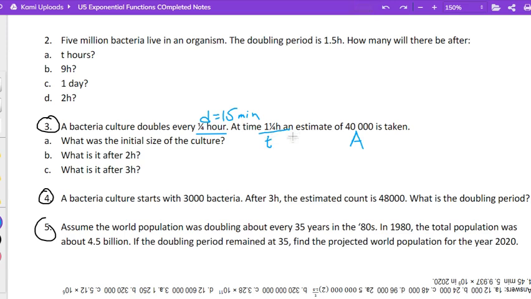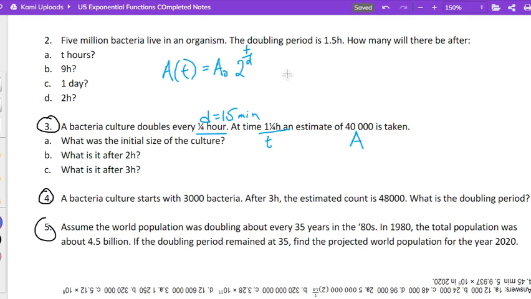A bacteria culture doubles every quarter hour. At time 1 hour and a quarter later, an estimate of 40,000 is taken. What is the initial size of the culture? So this is not the initial time. This is how much time has elapsed. So the way that we set up our equation, we know A of t is A naught times 2 to the power of t over d, right?